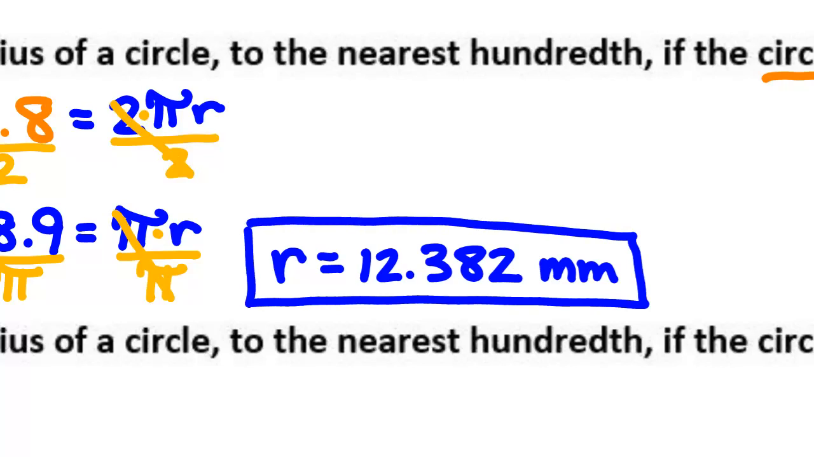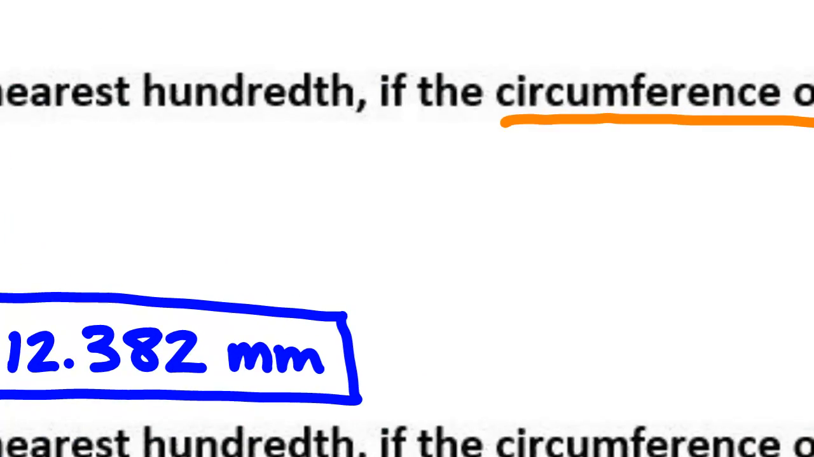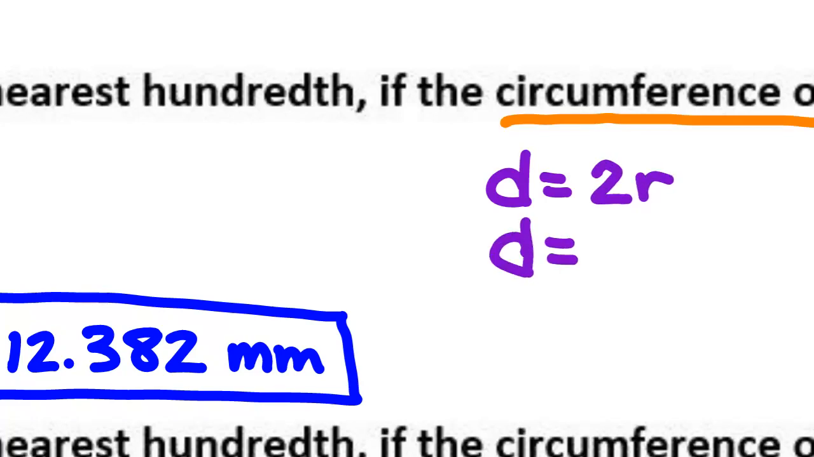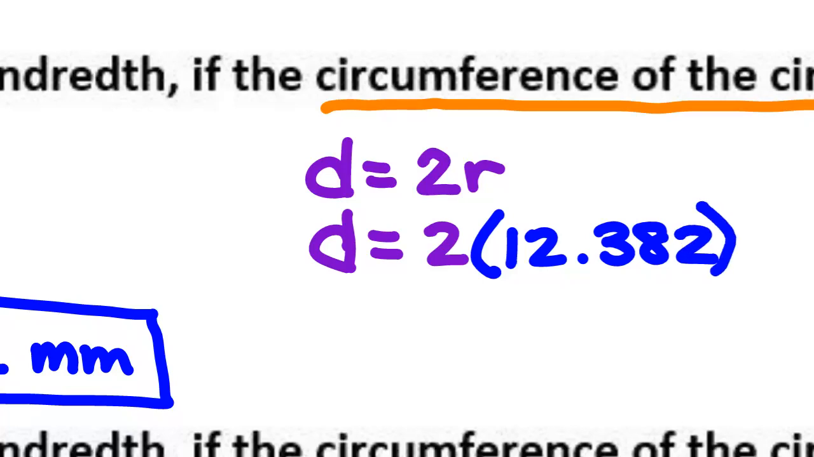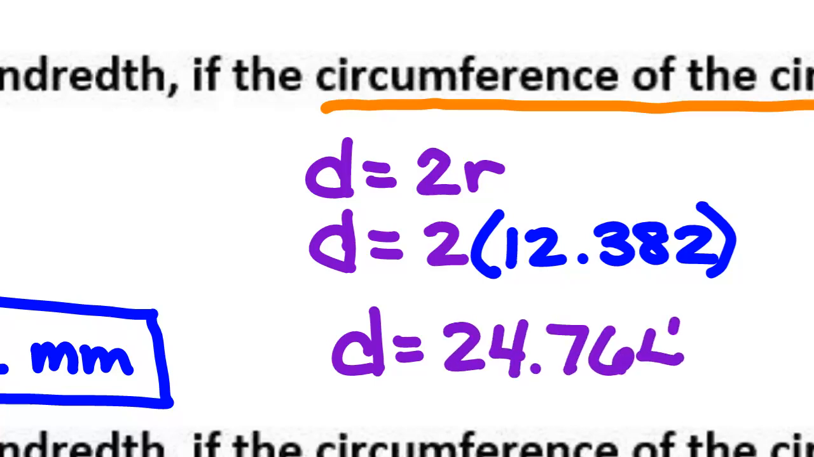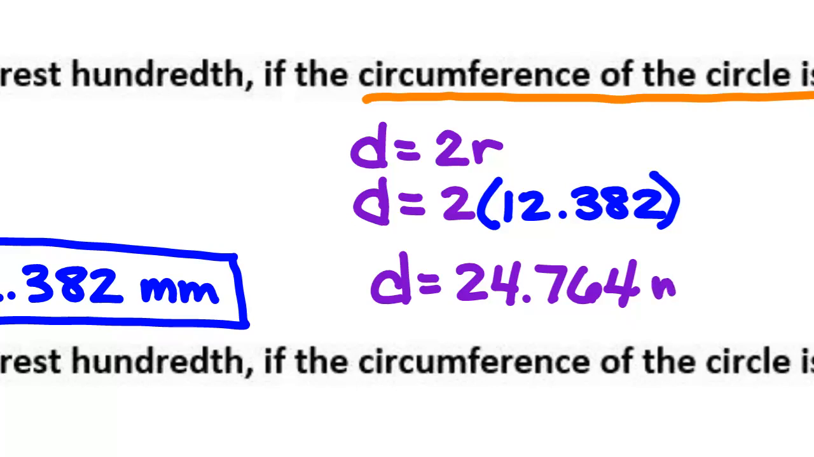They also asked me to find the diameter. The diameter is equal to 2 times the radius, and we just figured out that our radius is 12.382. So how big is our diameter then? 24.764, and we would put millimeters with that.